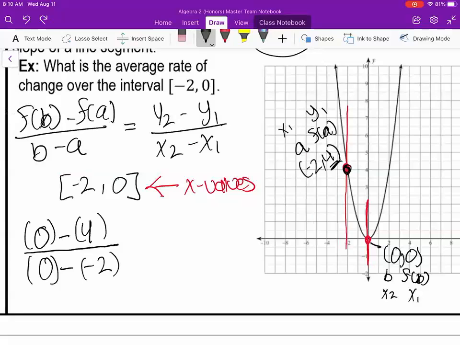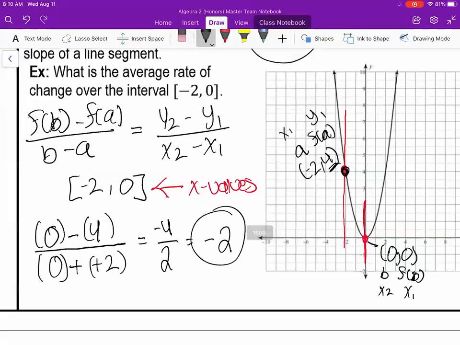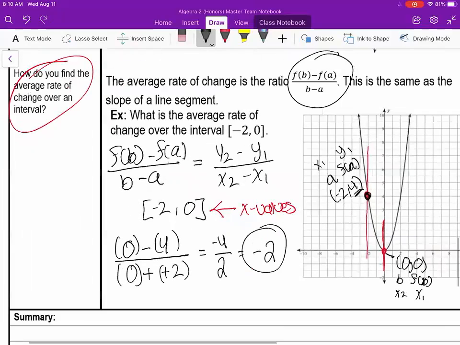Anyways, once you plug everything in correctly, just go ahead and do the math. We know that 0 minus 4 equals -4, and 0 minus -2 gives you 2, which means that the average rate of change between -2 and 0 is -4 divided by 2, which is just -2. And that is how you find the rate of change. Again, don't get so confused with the formatting. It's just written a little different, but overall, you're really just using the slope formula.